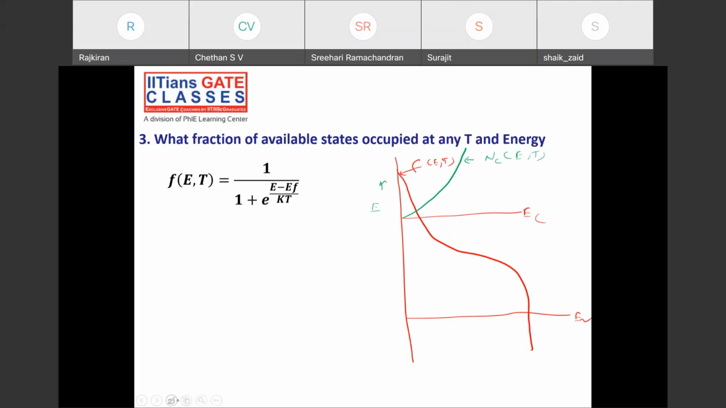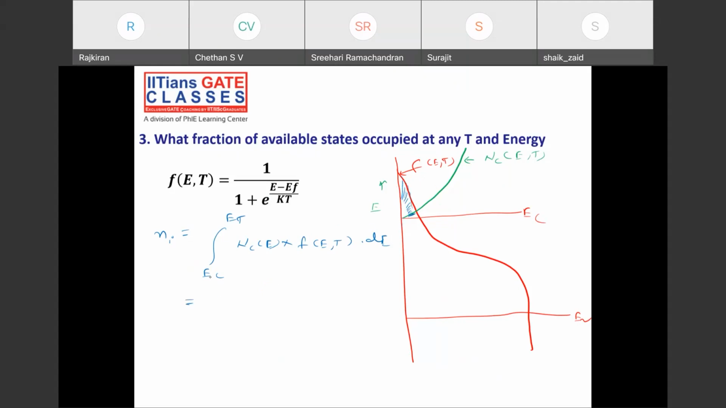So can I write it down? Ni, the concentration of electrons in the conduction band, is nothing but the integral from EC to E top of the number of states available times the probability of states occupied, dE. Is this clear, guys? You have to multiply these two things, and whatever area comes is the states occupied. Right or not?